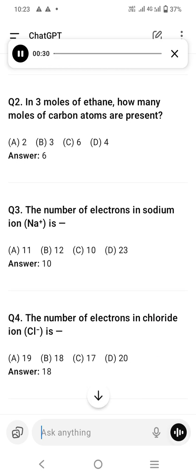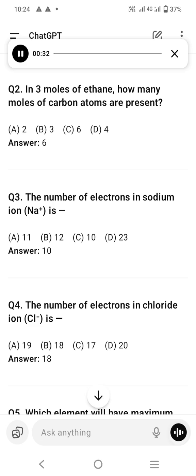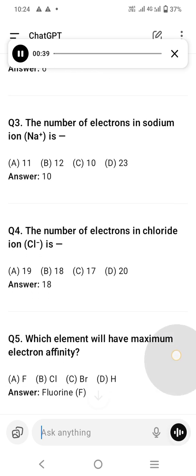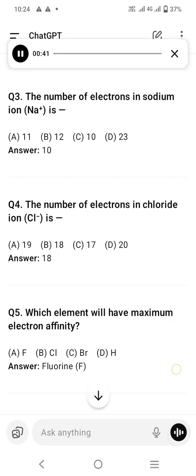Q3. The number of electrons in sodium ion Na+ is: A) 11, B) 12, C) 10, D) 23. Answer: 10. Q4. The number of electrons in chloride ion Cl- is: A) 19, B) 18, C) 17, D) 10.